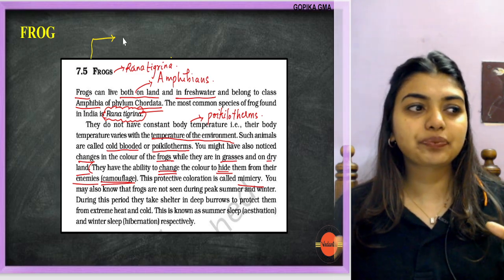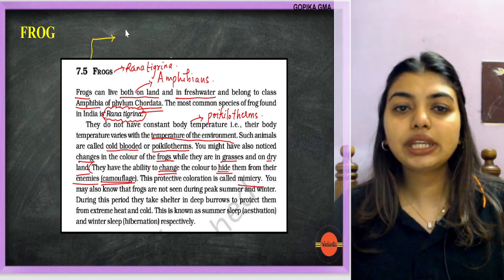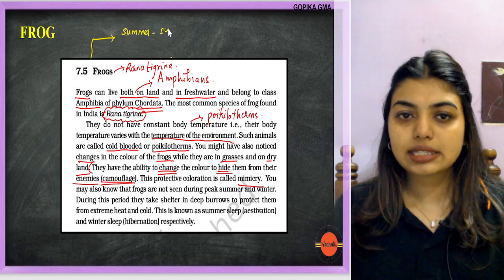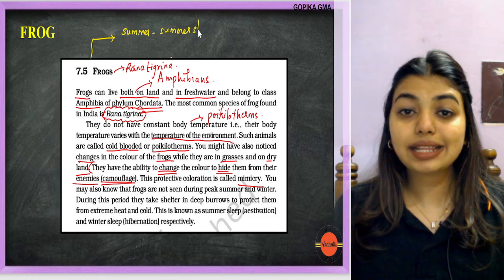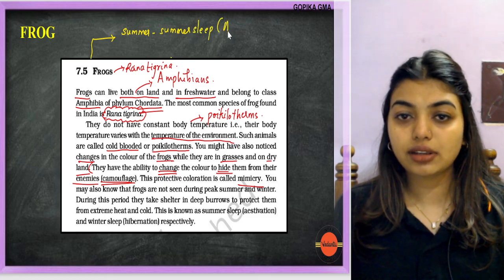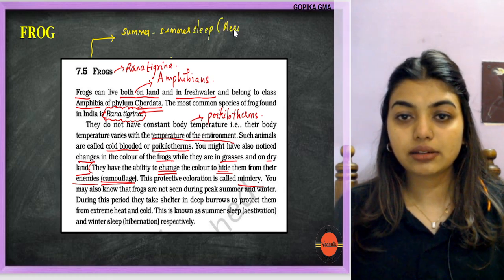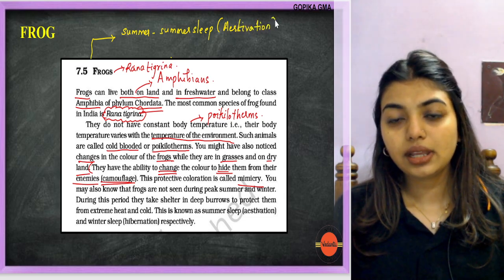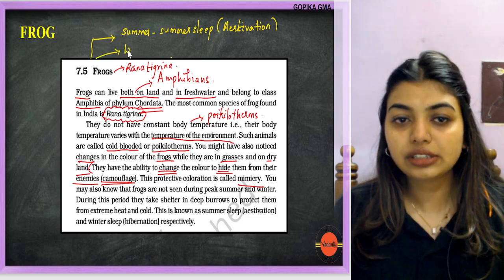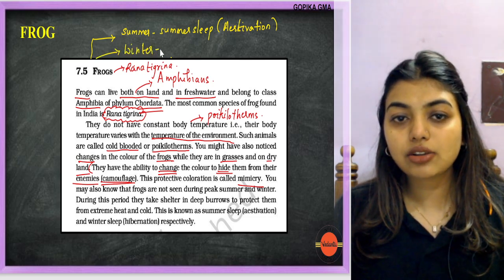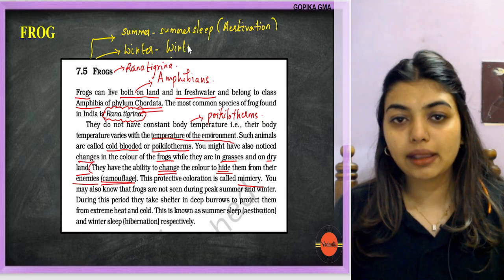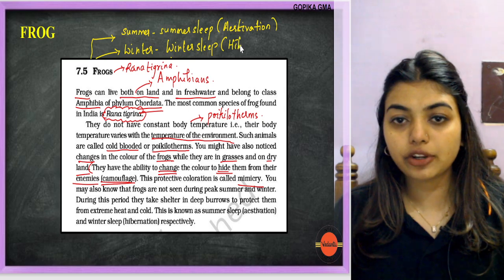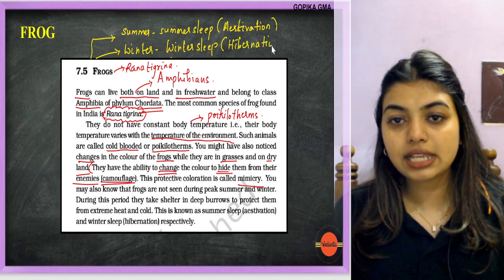Actually, there is a scientific reason. During the peak summers, the frogs go to a summer sleep, and that summer sleep is called estivation. And in winters also they go for a sleep, and that is called winter sleep, and we call it hibernation.